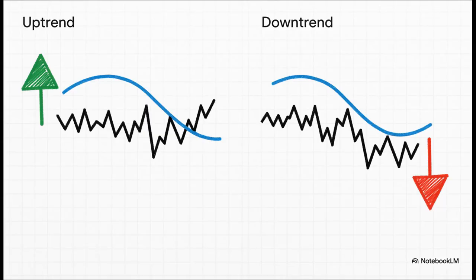And the rules? They couldn't be easier. If the price is hanging out above that smooth line, boom, you're looking at an uptrend. And if the price dips below the line, well, you've got yourself a downtrend. It's a really clean, simple visual cue.